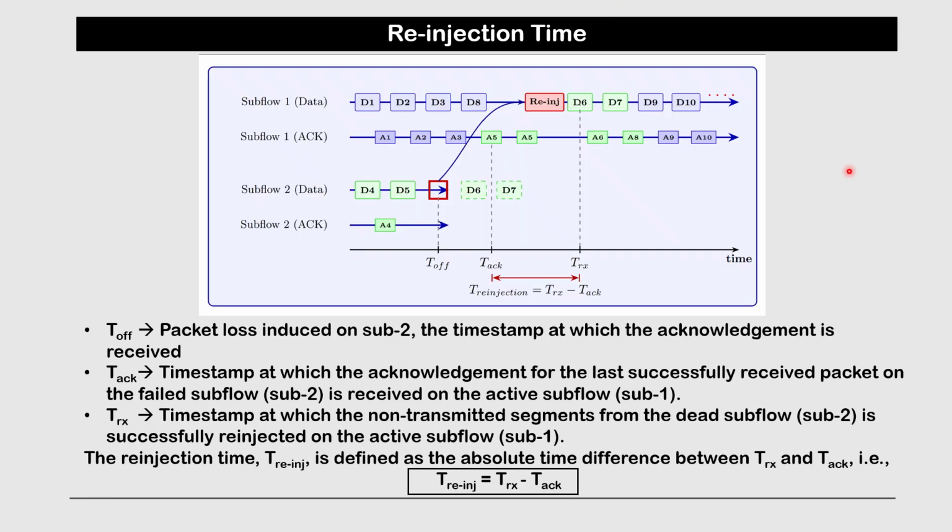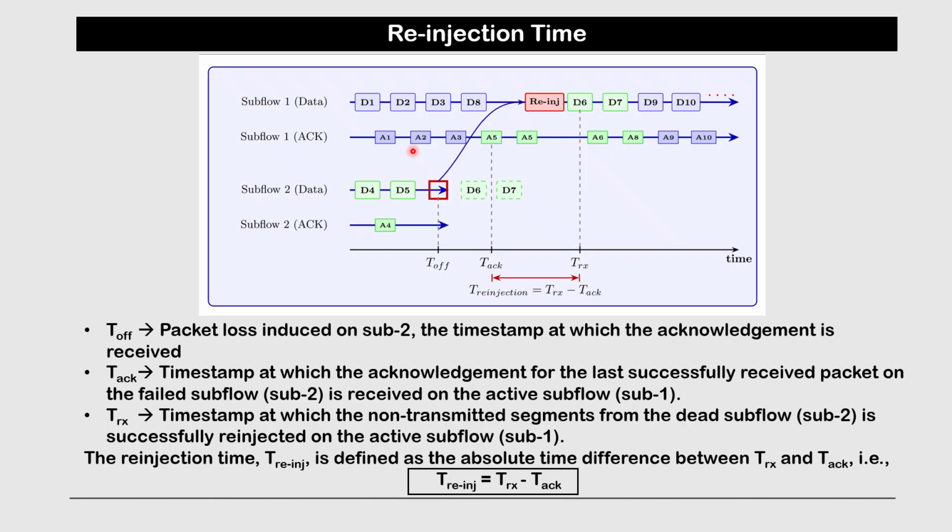There are two main parameters in the MPTCP operation. One is reinjection time, that we are going to define now. The other one is recovery time, that we will define later. So what is meant by reinjection time? Let's consider we have two subflows. Each carries traffic simultaneously.